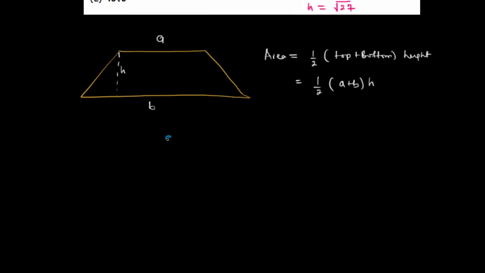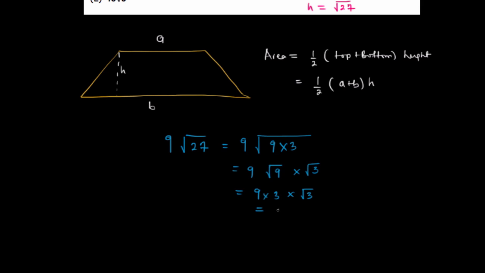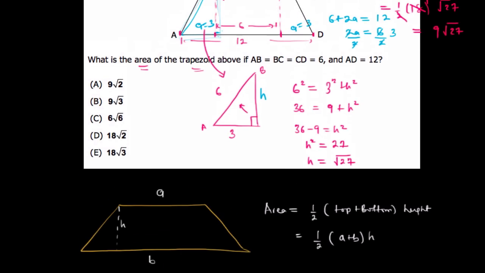So let me just write that here. You have 9 square root of 27. Now 27 is the same thing as 9 times 3, so this is 9 times the square root of 9 times the square root of 3, applying one of the basic operations of surds. And the square root of 9 is 3. So this is just going to be 9 times 3 times the square root of 3. So 9 times 3 is 27 times the square root of 3. So our answer is 27 square root of 3.